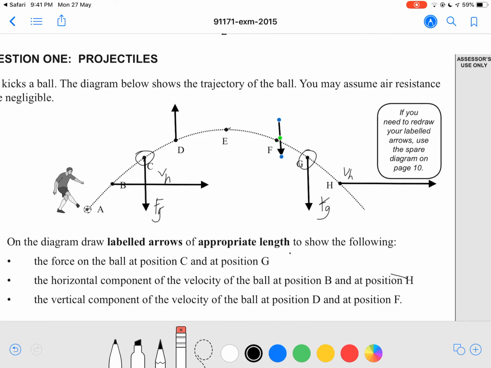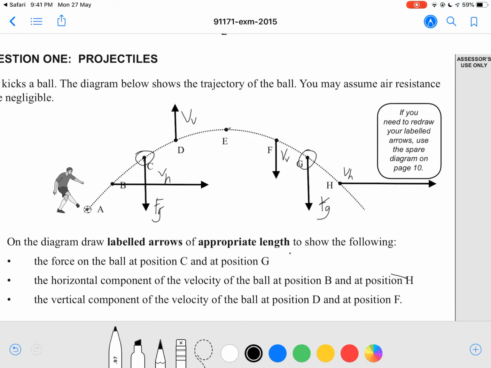And this arrow is acting downwards. Sorry about the delay. These arrows are annoying. Okay, so we're going to label this. We're just going to label both of these vertical velocity. So VV and then VV here.